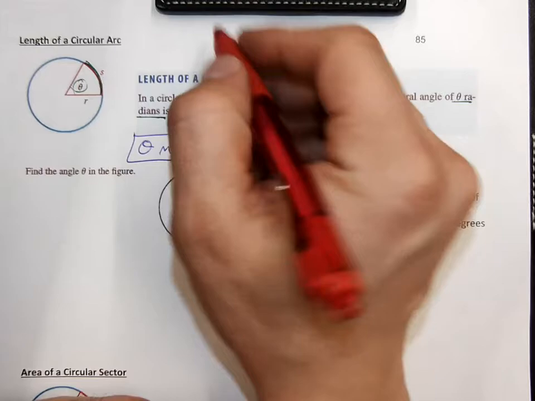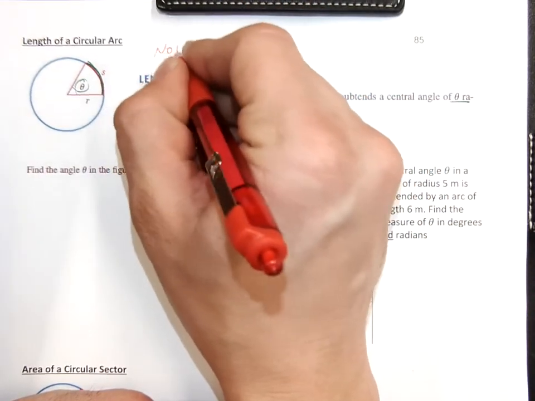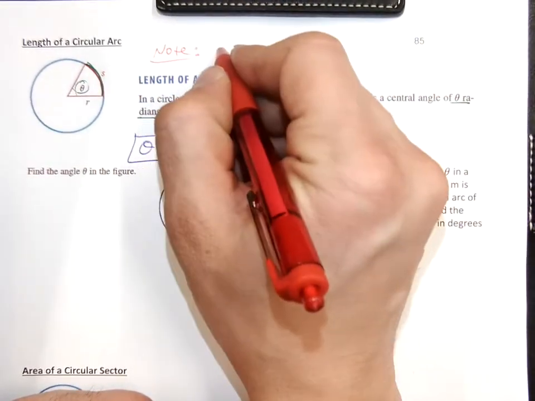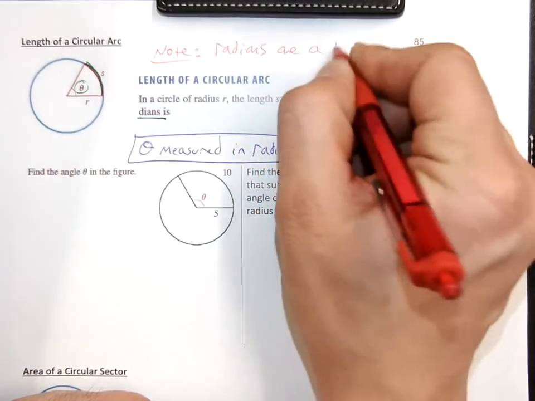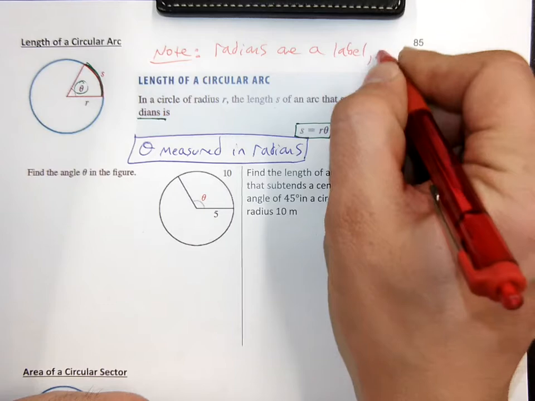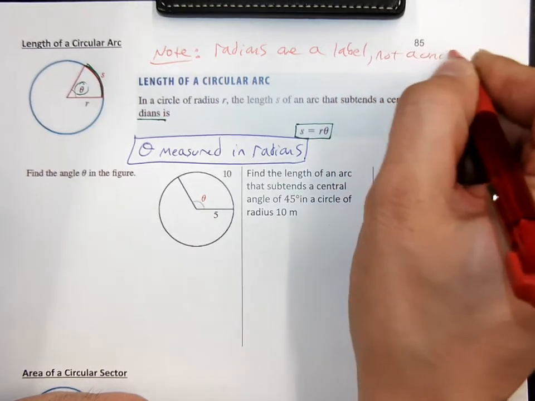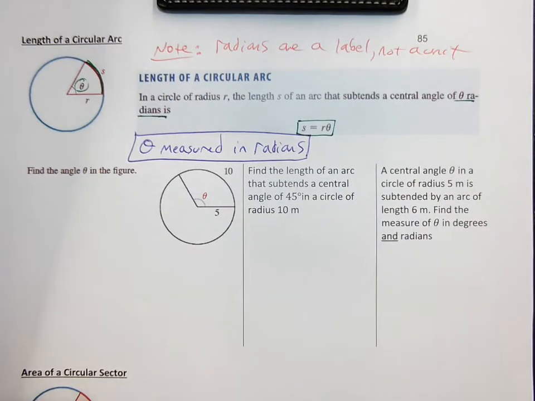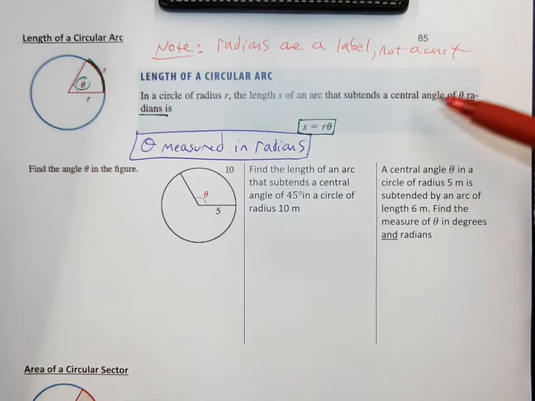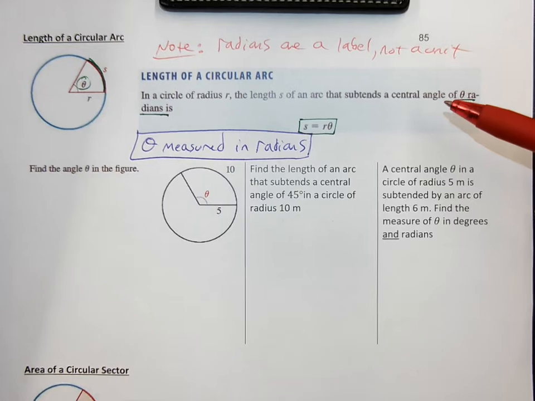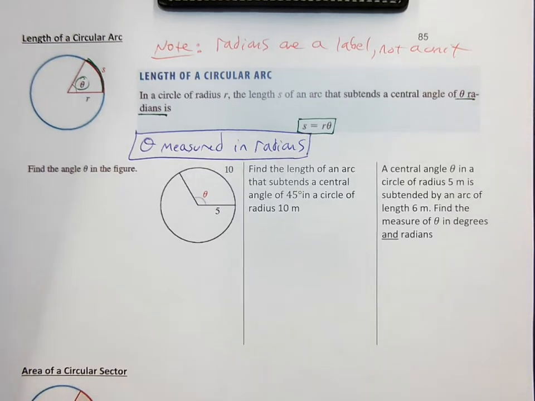So maybe I'll just write that down first though. So just note, radians are a label, not a unit. You'll see in a second what I mean by that, but you may just want to write that down so it makes more sense later. Radians are a label, not a measurement. Okay, or not a unit.